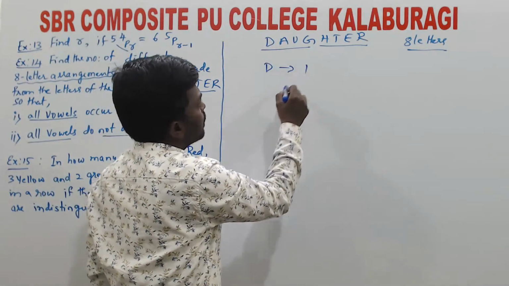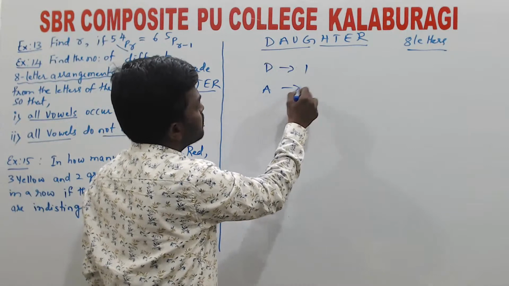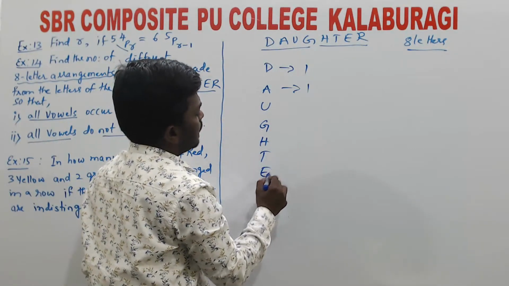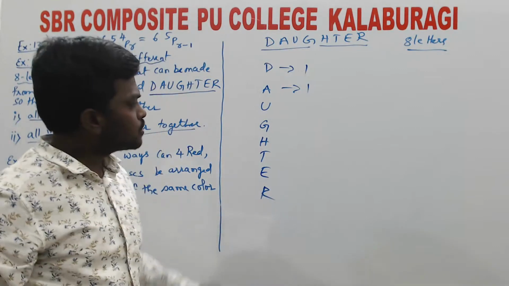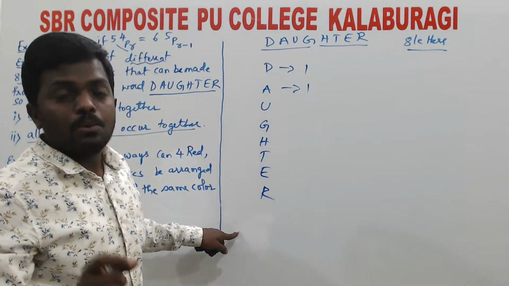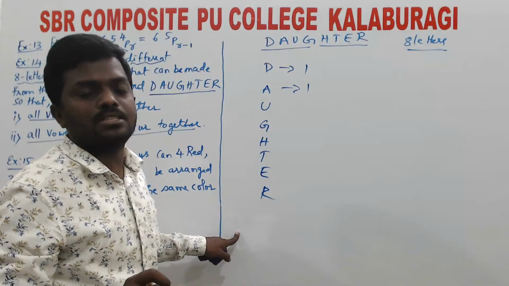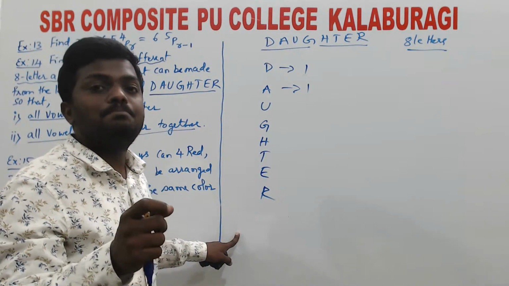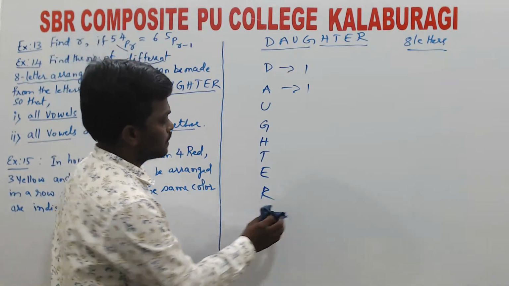These are appearing one, A is also appearing one time, U, G, H, T, E, R. Is that right, students? All are different, means all are distinct objects. So which formula do I have to use? I have to use the concept of nPr. Is that clear?